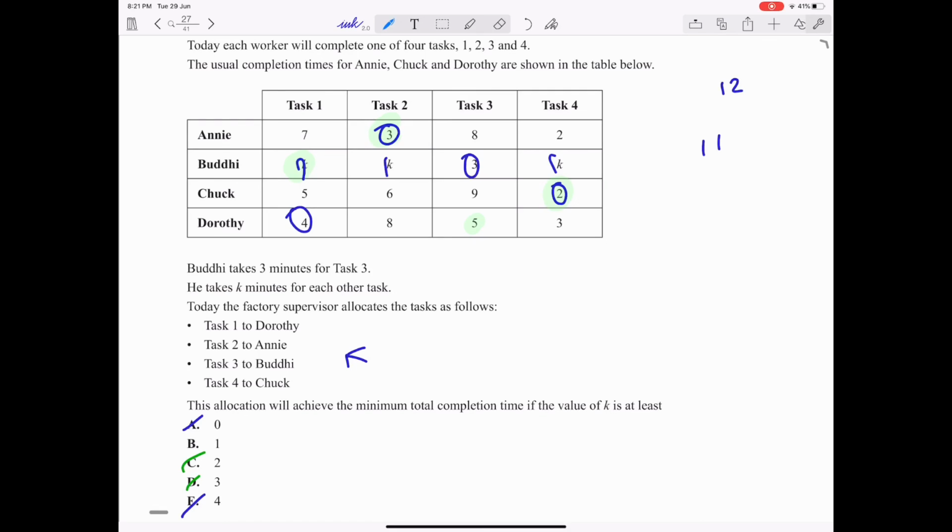So therefore, the allocation will achieve minimum completion time if k is at least 2. Because if we sub 1 in, we know that the minimum completion time has changed. So therefore 2 is the minimum value of k. If the value of k is 2, then this will retain the current minimum completion time of the project. However, if we move to 1, it decreases the minimum completion time of the project, and we want to find the least value of k where the minimum completion time stays the same as the allocation given above in this question. So therefore C is the correct answer.